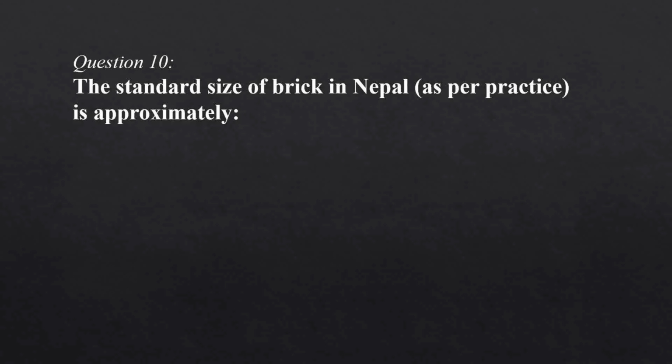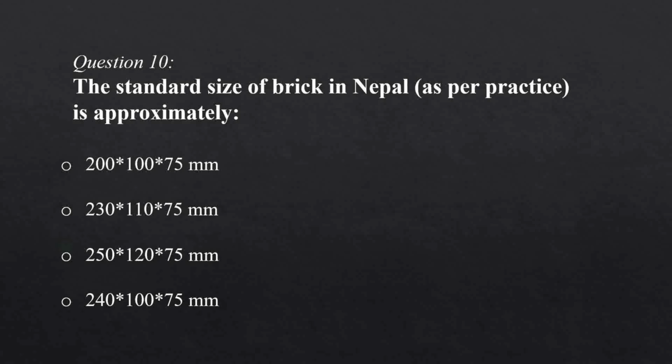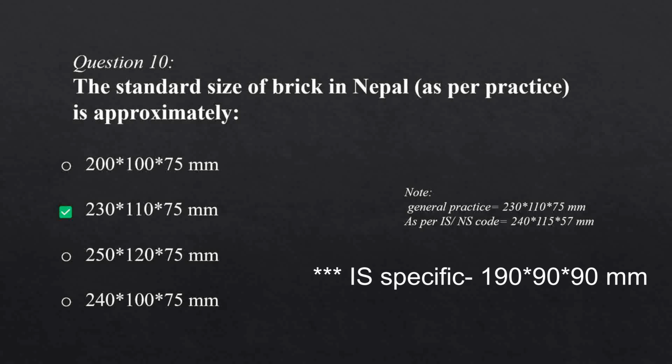The standard size of brick in Nepal, as per practice, is approximately? The correct answer is 230 x 110 x 75 mm. If the general practice is asked, it is 230 x 110 x 75 mm, whereas if it is asked as per IS code or Nepal standard code, it is 240 x 115 x 57 mm.